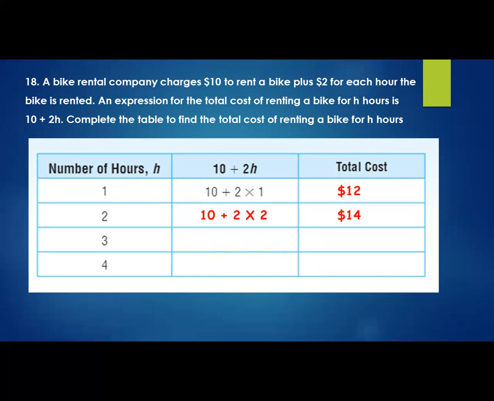That is if the number of hours is 2. For 3 hours, 10 plus 2 times 3, or 10 plus 6, $16. And the last one, for 4 hours, 10 plus 2 times 4, or 10 plus 8, $18. So you have to use the expression, substitute the value of h with the number of hours, and then find the total cost.